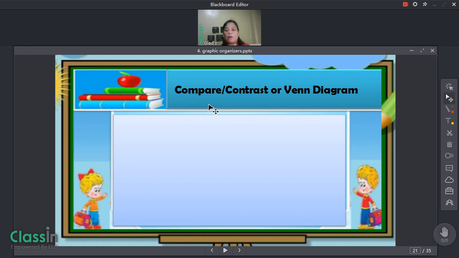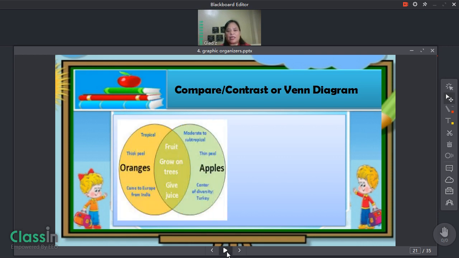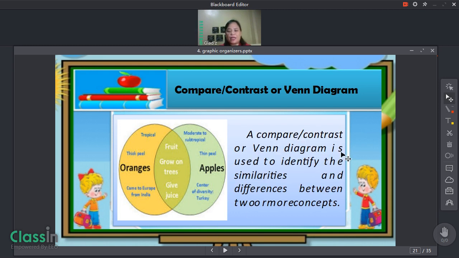Next we have the compare contrast or the Venn diagram. It is most commonly known as the Venn diagram. So it looks like this, class. A compare contrast or Venn diagram is used to identify the similarities and differences between two or more concepts. Like what I said, when we say compare, we are referring to the similarities of both things. And when we say contrast, we are talking about the difference of those two things.